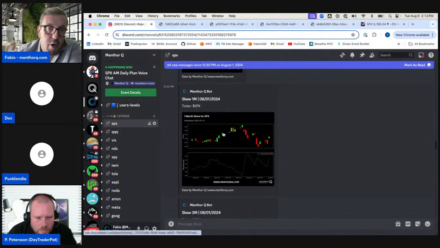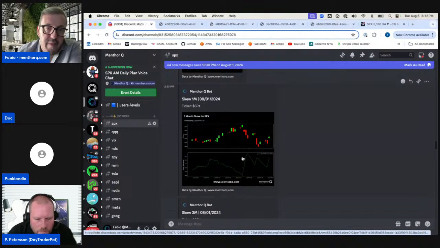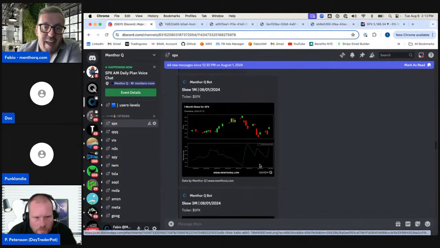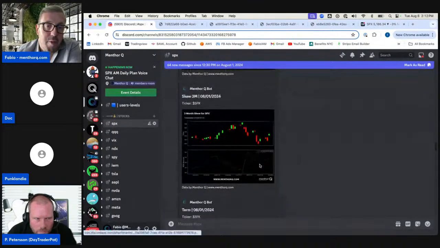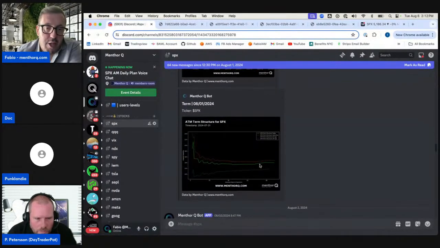And then obviously the skew is very important. This tells you, is the market buying more calls or puts? Is the implied volatility of calls and puts increasing, and so on? That can give you an idea of the sentiment and how you should look at the market. And then obviously term structure.